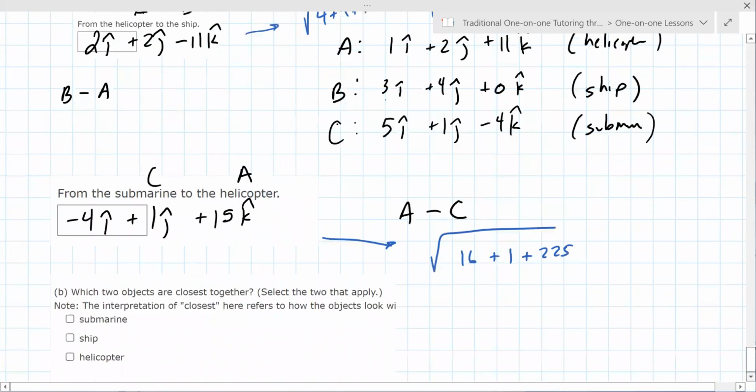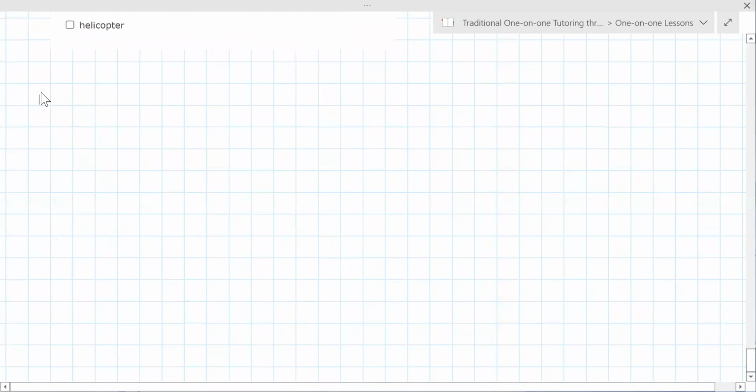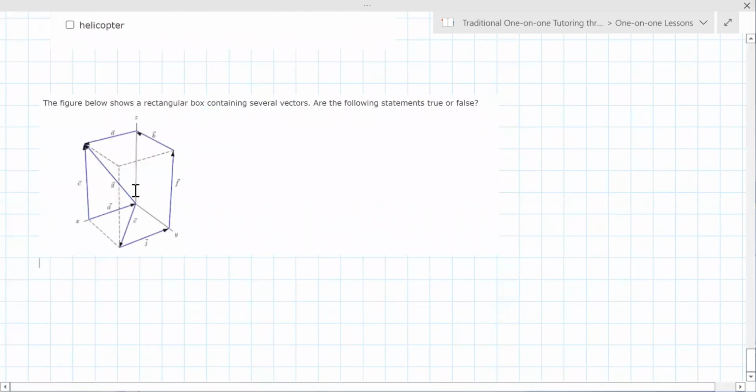Okay, almost done with the first assignment, believe it or not. So here's a box. It's in 3-dimensional space. There's X, there's Y, and there's Z.